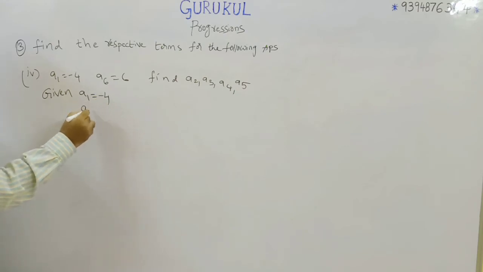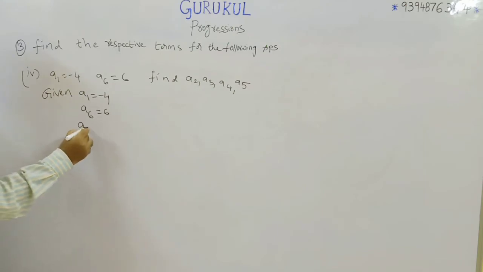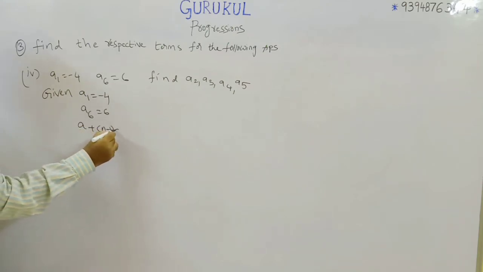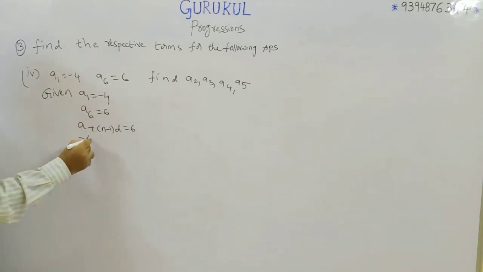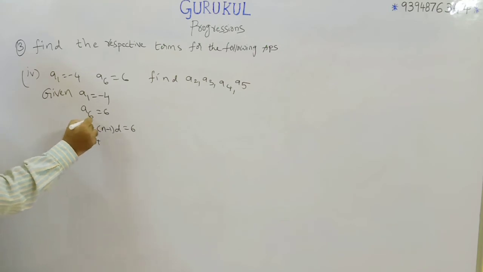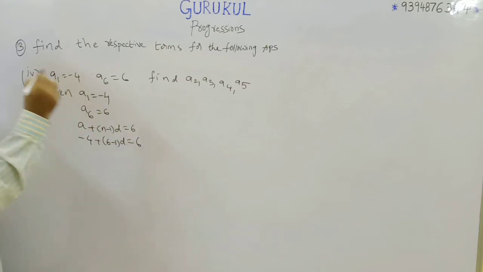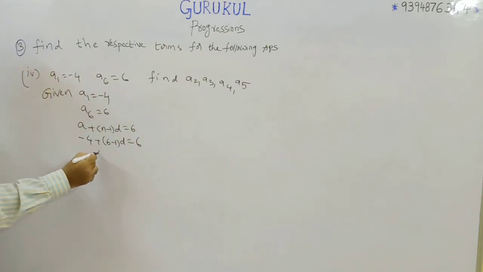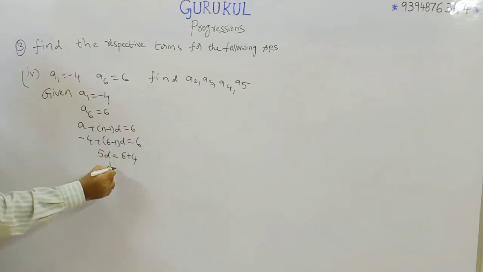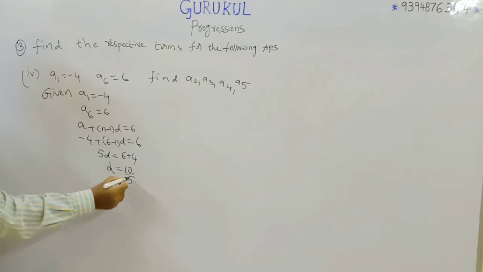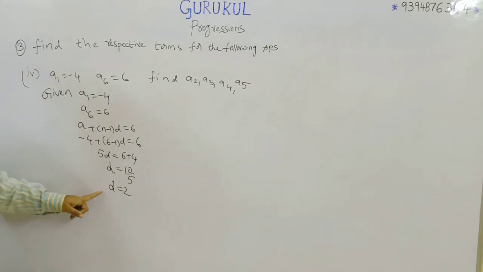First term is minus 4. a6 equal to 6. a6 value is a plus n minus 1 into d equal to 6. Here first term is given, minus 4 plus 6 minus 1 into d equal to 6. 6 minus 1, 5d equal to 6 plus 4. d equal to 10 by 5. d equal to 2. So first term is minus 4, common difference is 2.